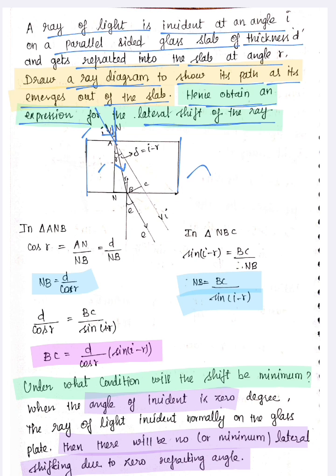So this is the direction of the refracted ray, and we know the angle between the incident ray and the normal is angle of incidence, and angle between the normal and the refracted ray is angle of refraction. And this is the angle of deviation, that is the deviation of the incident ray from its original path due to the refraction. So the angle of deviation is I minus R.